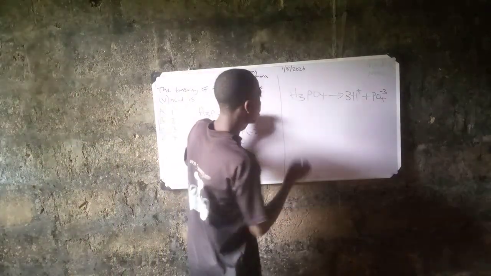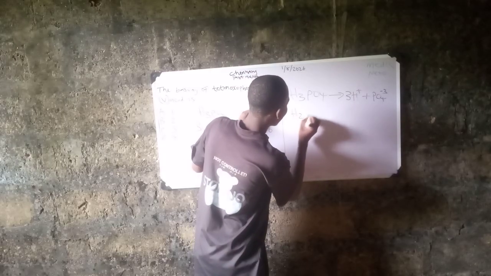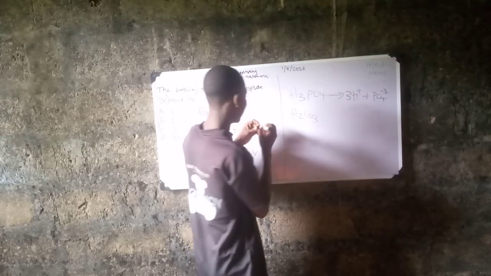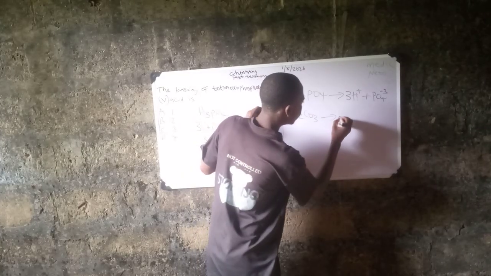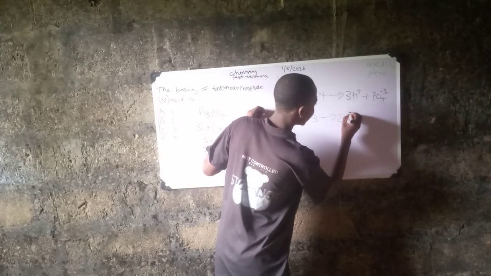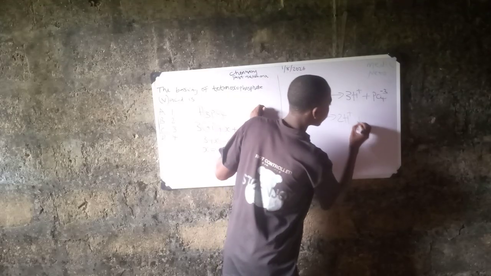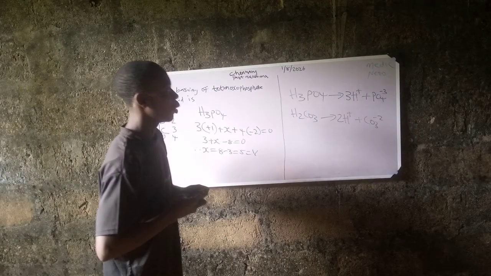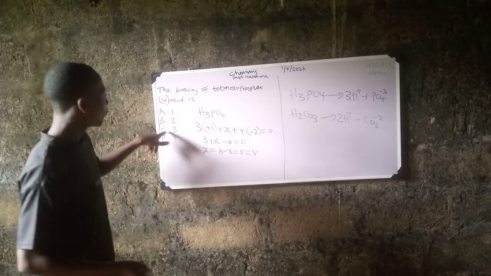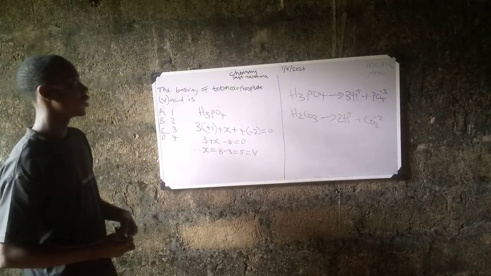It can also be done for carbonate, hydrogen carbonate. If you dissociate it, it will give you 2 hydrogen ions plus carbonate. I'll not be teaching everything. So this is the answer to the question, C.